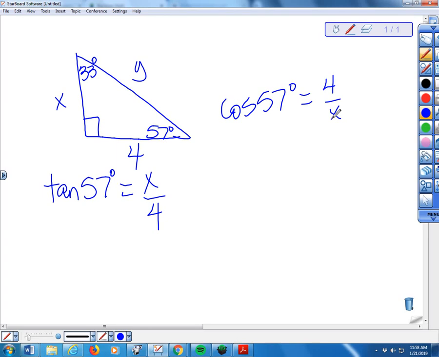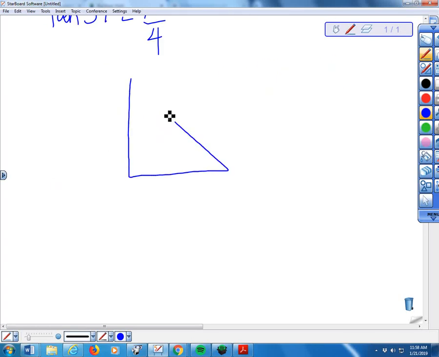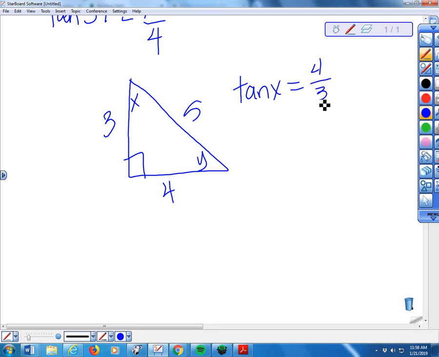Okay, what we're talking about today is how to find angles with trig functions. So anytime you want to find an angle, you're going to use an inverse trig function. So let me give you an example. If I want to find the angles here, and I know the side lengths, well, I could set up a trig function for x, and I could say tangent x equals 4/3, opposite over adjacent. Now I've got to figure out how to solve for x.